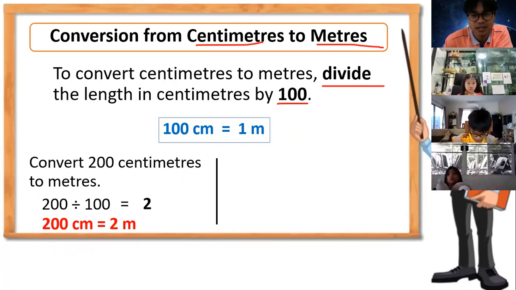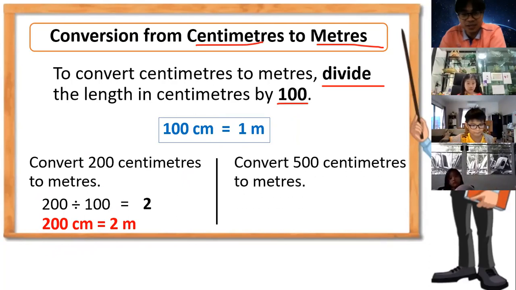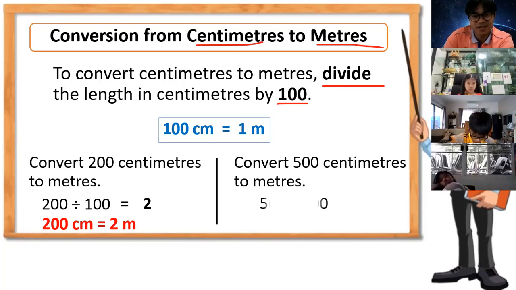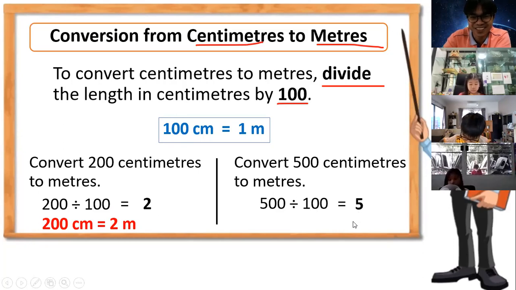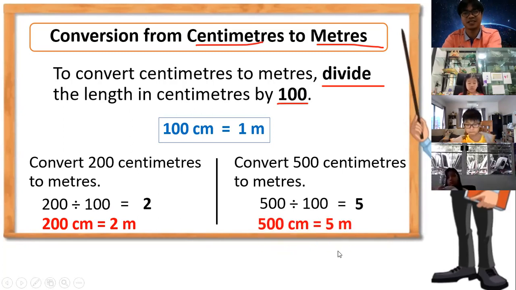Another example here. Convert 500 centimeters to meters. 500 divided by 100 equals 5 meters. 5 meters only. You're right. So just divide by 100. That's how we convert from centimeters to meters.